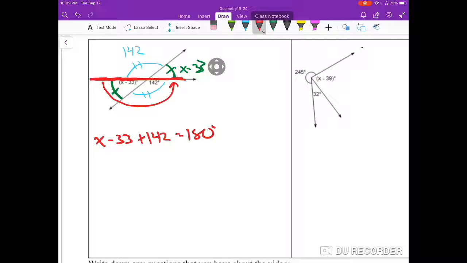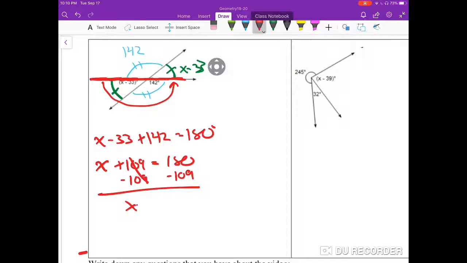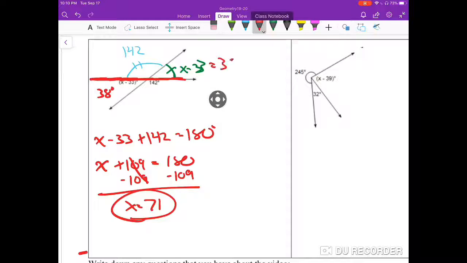I'm going to solve for my missing angle here. It's x plus 109 equals 180, and subtract 109 from both sides, and I would get x equals 71. Now again, just like last time, we don't want x, we want the missing angle. So we're going to plug 71 back in, and we do 71 minus 33. We are actually going to get 38 degrees in both spots here.